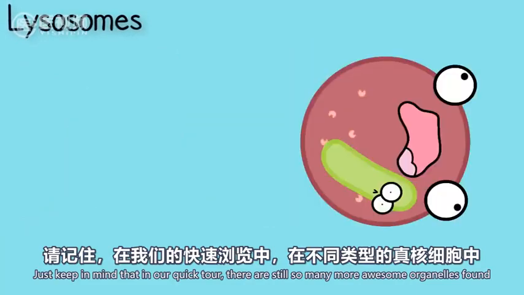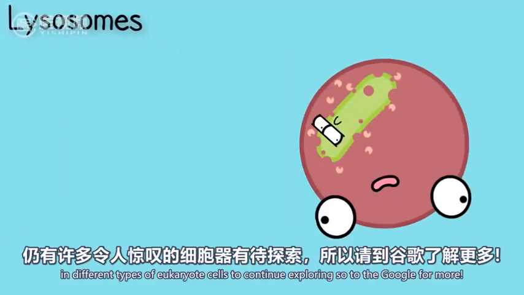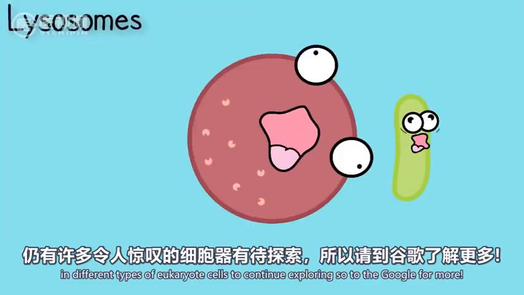Now just keep in mind that in our quick tour, there are still so many more awesome organelles found in lots of different types of eukaryote cells to continue exploring, so to the Google for more.